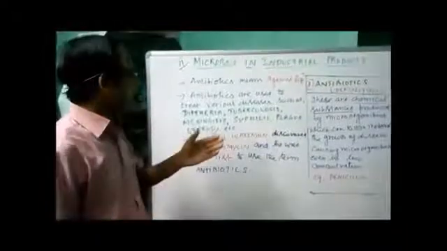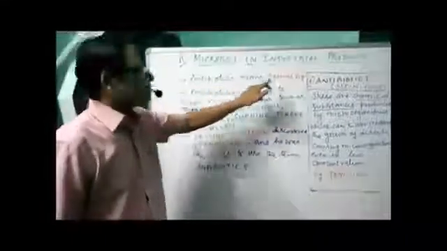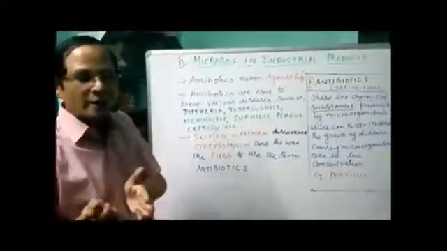I already gave the definition for antibiotics. These are chemical substances produced by some microorganisms which are detrimental or harmful to other microorganisms, either by killing or retarding the growth of other disease-causing microorganisms, even in low concentration. So that's why the name is given antibiotics. Antibiotics means against life. As they are working against other microorganisms' life, the name is given antibiotics.